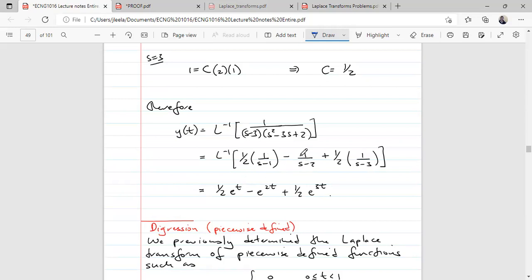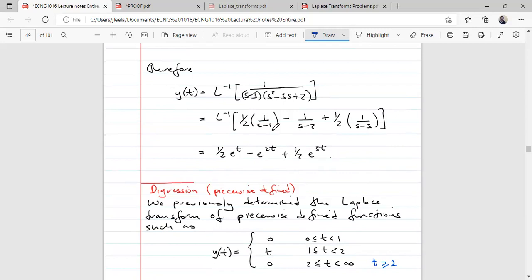The Laplace inverse of 1 over s minus 2 is e to the minus 2t. So you have negative e to the minus 2t. And the Laplace inverse of 1 over s minus 3 is e to the 3t. And you have a half to multiply by it. So that gives you the result there. So this is your y of t.